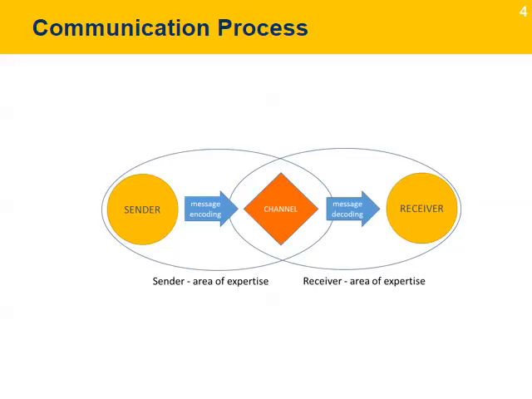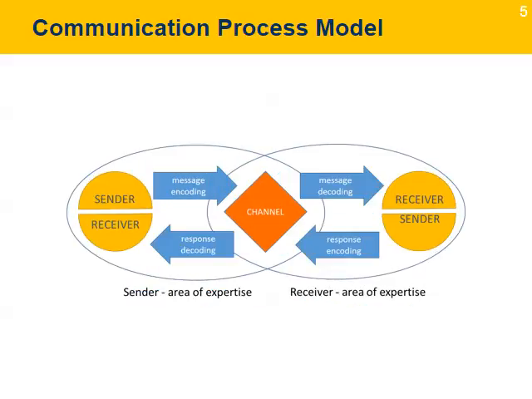The sender, based on his or her area of expertise, will prepare and send a message choosing the adequate channel that the receiver will then understand from his or her own area of expertise. Effective communication is possible when the two parties, the sender and the receiver, have an overlapping field of experience and use a common channel.